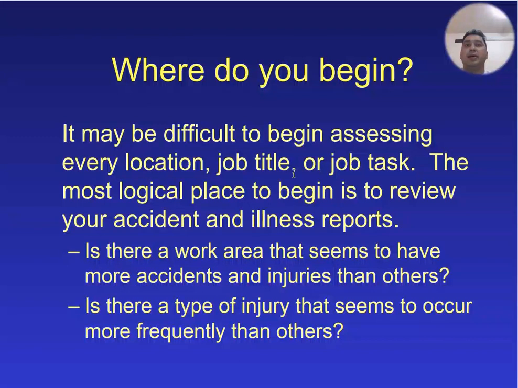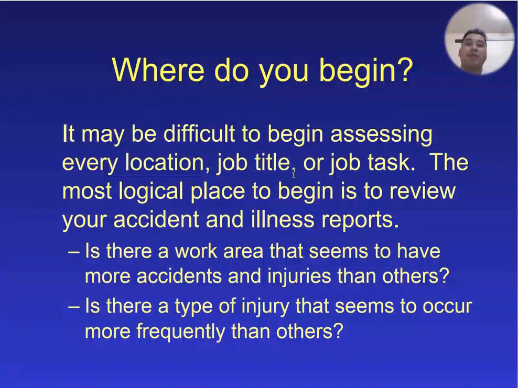Where do you begin? How can you begin the job hazard assessment? It may be difficult to begin assessing every location, job title, or job task. The most logical place to begin is to review your accident and illness report. You can go back to your accident and illness report, and there you can start. See if there is a work area that seems to have more accidents and injuries than others, and compare the areas. Maybe you have 6-7 areas. In those areas, which area has the most accidents, or which department has the most injuries or illness? You can pick one of those and start from that.